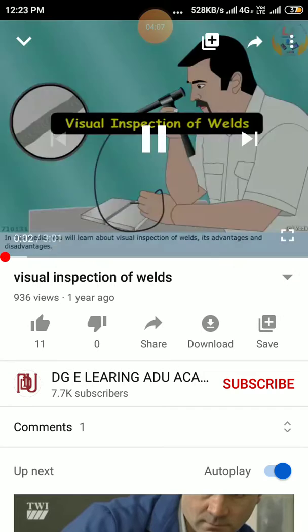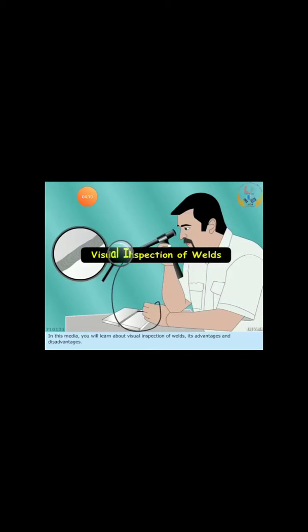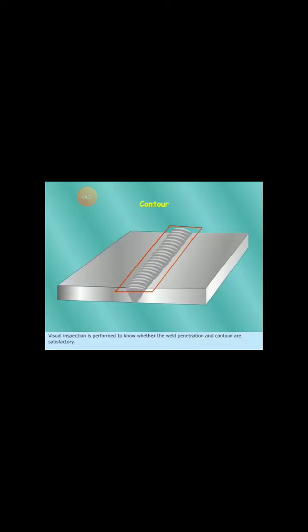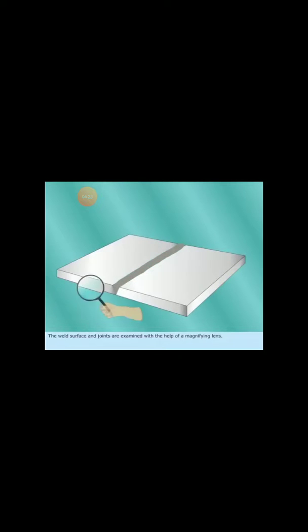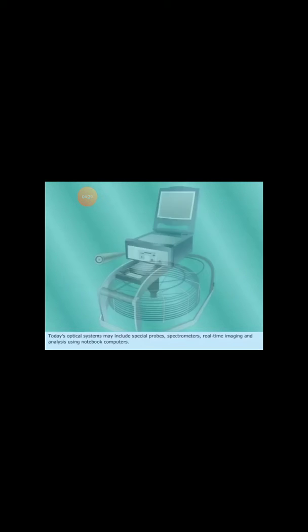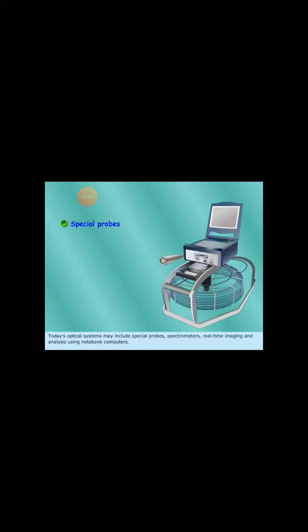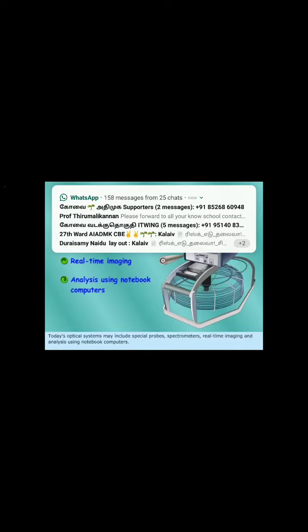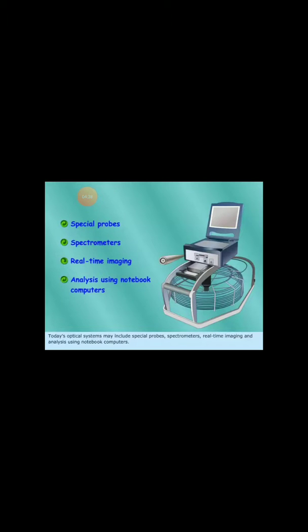In this media, you will learn about visual inspection of welds, its advantages and disadvantages. Visual inspection is performed to know whether the weld penetration and contour are satisfactory. The weld surface and joints are examined with the help of a magnifying lens. Optical systems may include special probes, spectrometers, real-time imaging, and analysis using notebook computers.